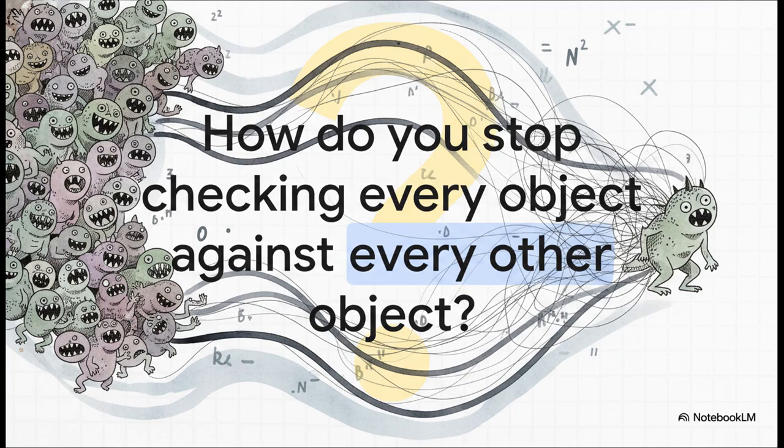If you have 500 creatures, the brute force way is to loop through all 500, and for each one, you loop through the other 499 to check for collisions. That's an O(n^2) operation, and trust me, it's a total recipe for disaster. There has to be a smarter way to do this.